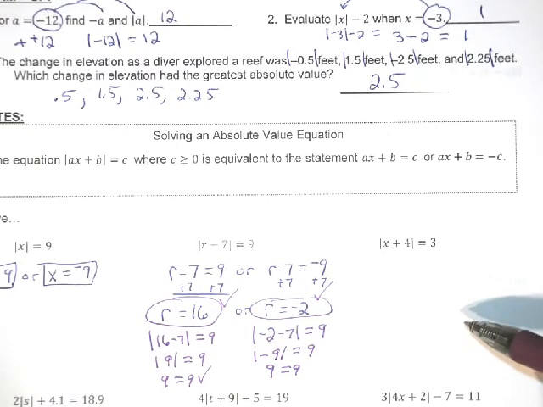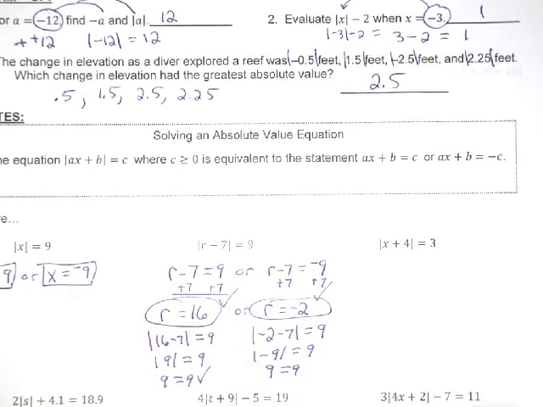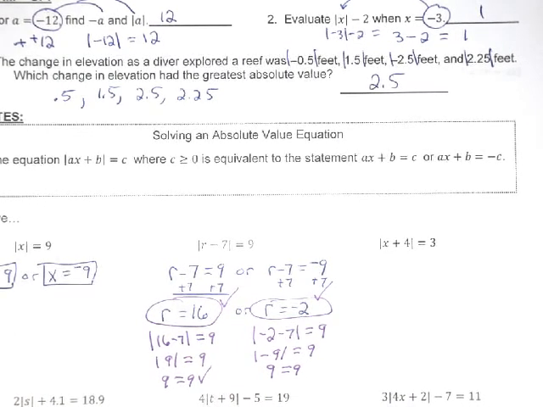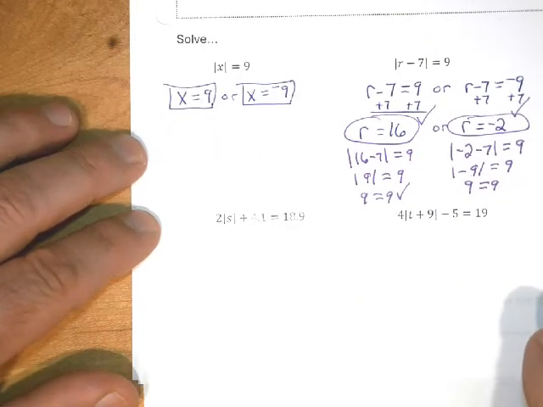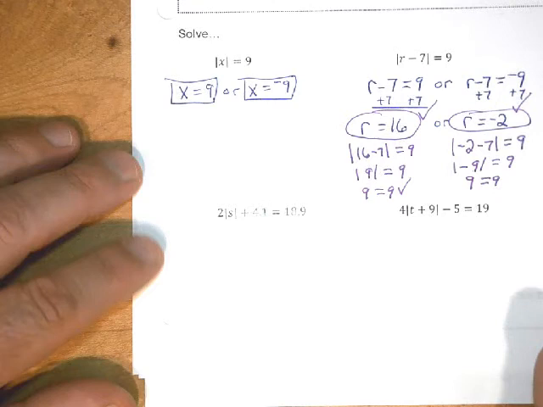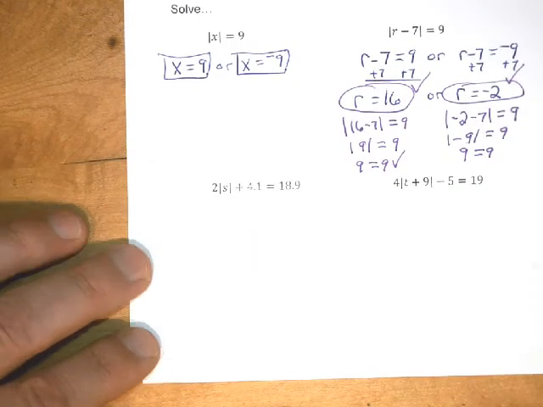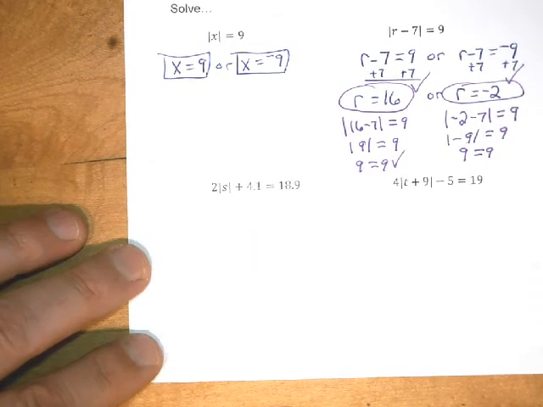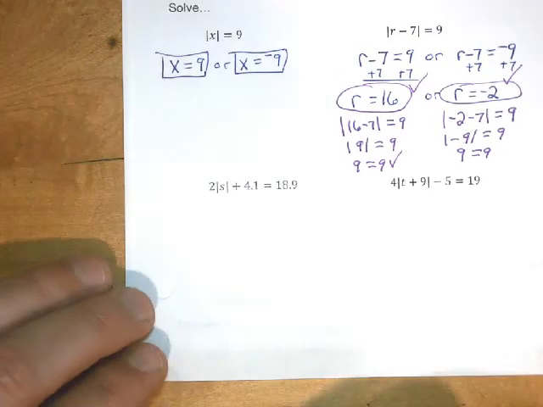I'm going to leave this one for you to do on your own here, because it's almost identical to this problem. And we'll move down to the multiple step one. So moving on to here, we have 2 times the absolute value of s plus 4.1 equals 18.9.